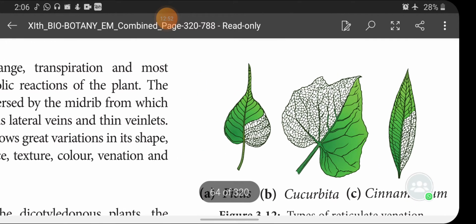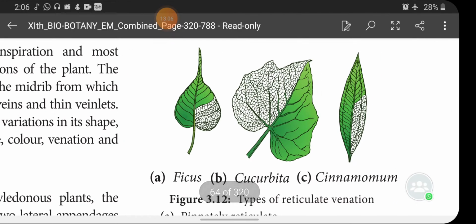The first one is pinnately reticulate venation. Here you can see only one midrib originates from the center. From the midrib you can see many branches. This is pinnately. But in the second figure, see here, from the base many principal veins originate and move towards the margin. From these principal veins, many lateral veins are formed, and it is like a palm. So it is called palmately reticulate venation. And this second one is divergent palmately reticulate venation.